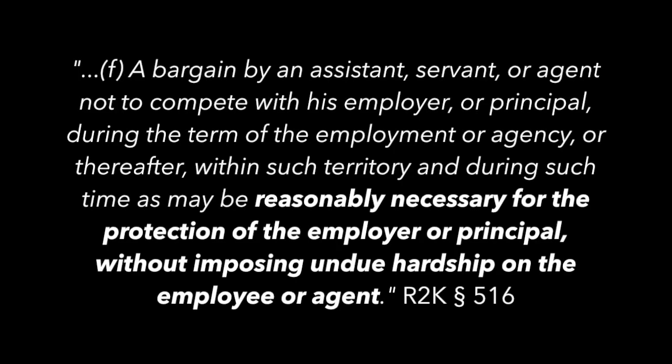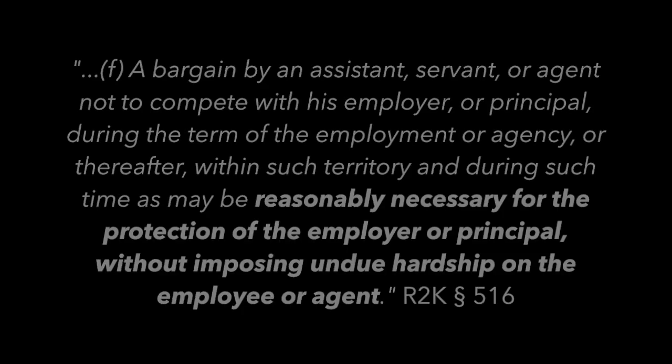They are assessed by courts for reasonableness, and what this means in the first instance, according to Restatement sections 515 and 516, is that courts are supposed to engage in a sort of balancing test. They're supposed to decide whether the covenant is reasonably necessary for the protection of the employer or principal, the promisee, without imposing undue hardship on the employee or agent, the promisor, under the covenant. Courts are asked to balance the harm of enforcement versus the harm of non-enforcement.